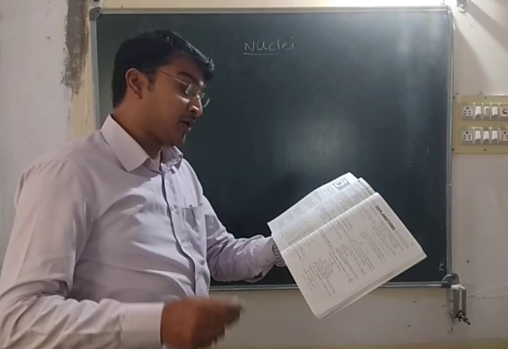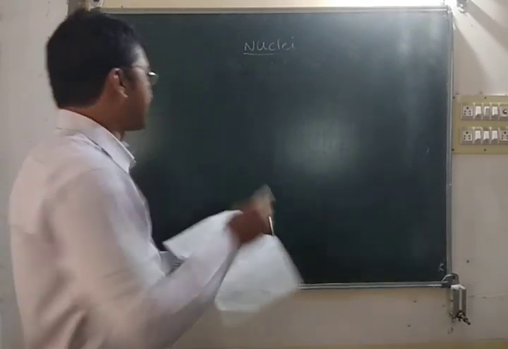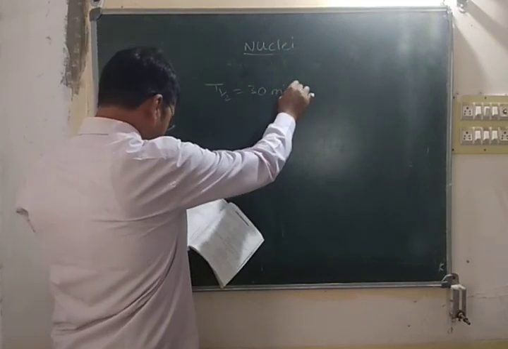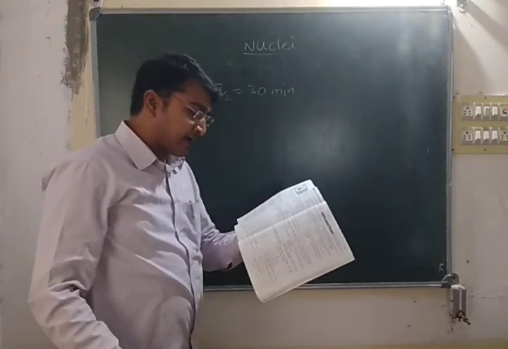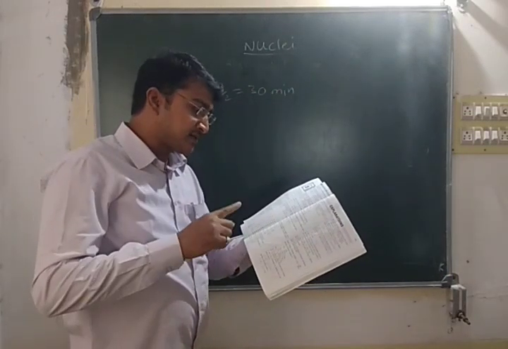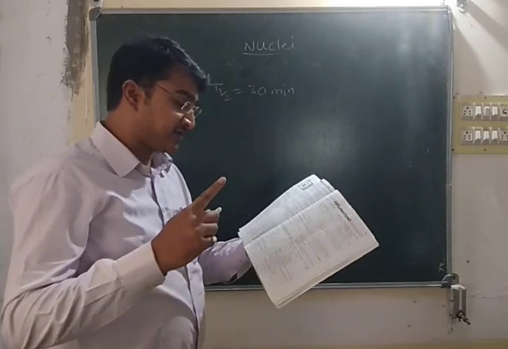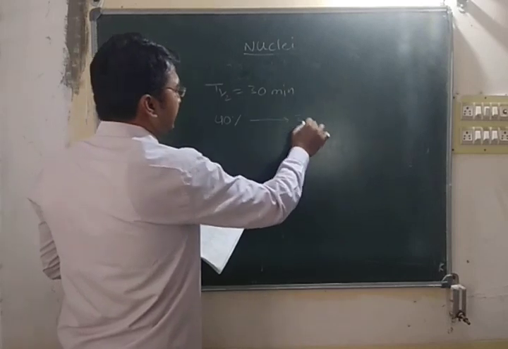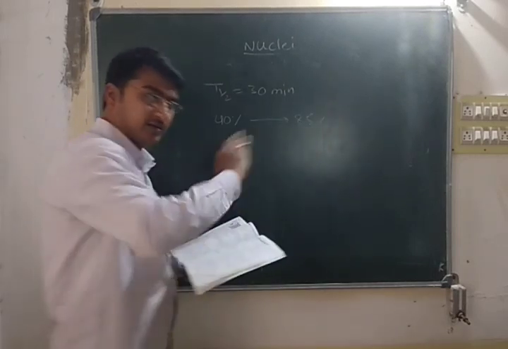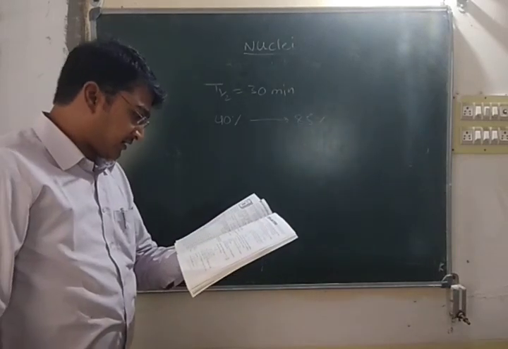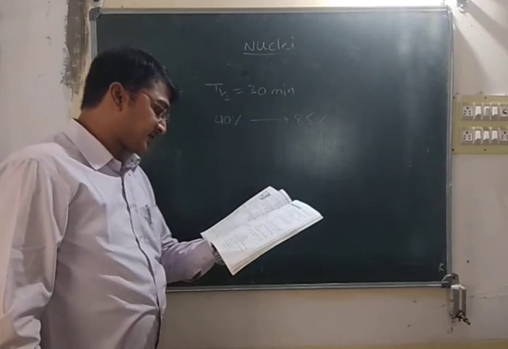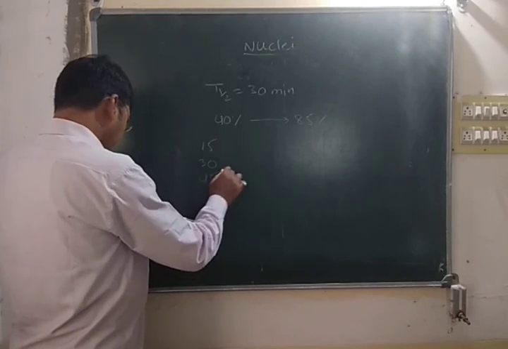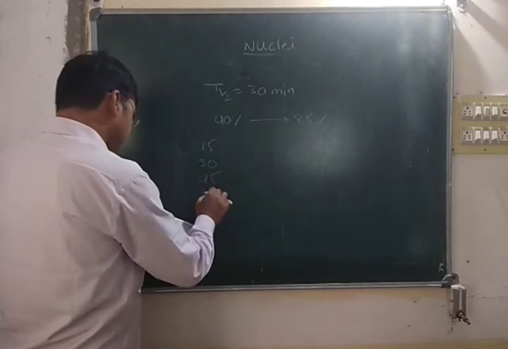The half-life of a radioactive substance is 30 minutes. What is the time taken between 40% decay and 80% decay of the same radioactive substance? The options are 15, 30, 45 and 60.